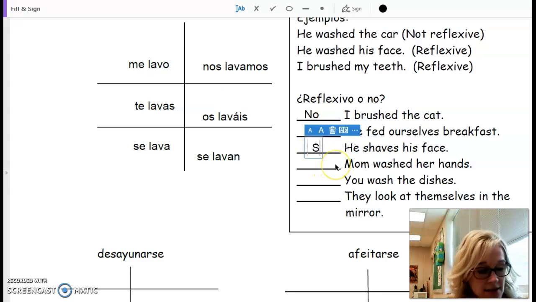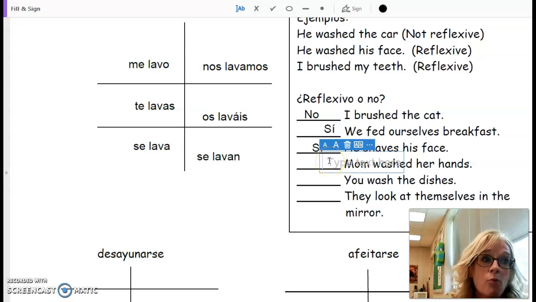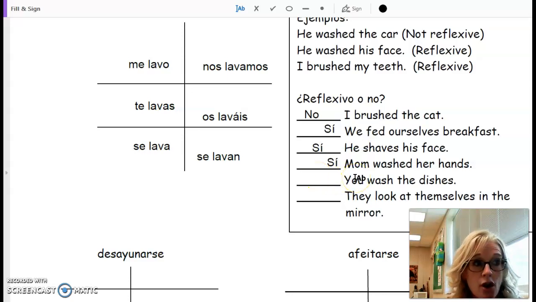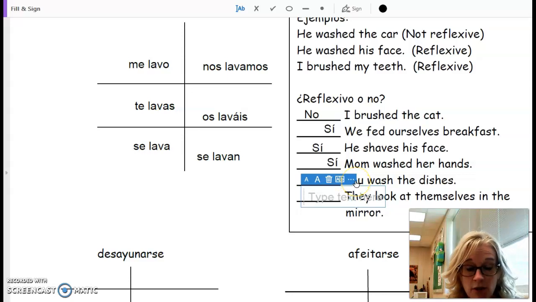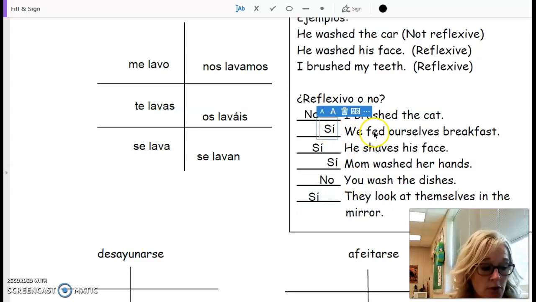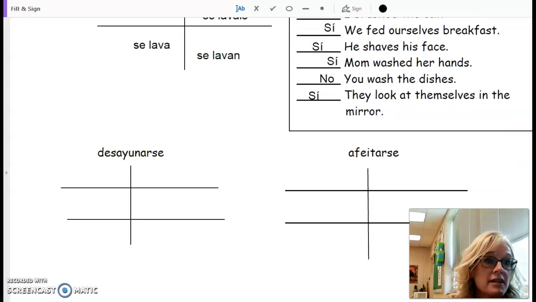He shaves his face. Yes, that is reflexive. You're shaving your own face. Mom washed her hands. Yes, that is reflexive. She's washing her own hands. You wash the dishes. No, not reflexive because you're not a dish. You're washing something else, the dishes. And last but not least, they look at themselves in the mirror. Yes, that is reflexive because you're doing it to yourself. You're looking at your own self in the mirror, okay? So those are just some ideas of some reflexive versus not reflexive verbs.